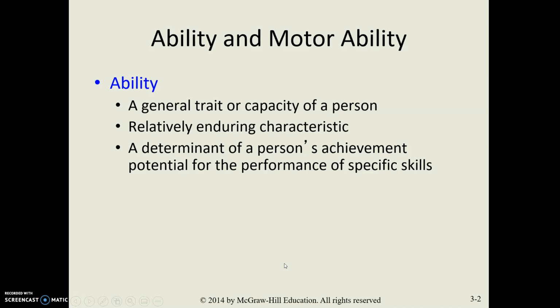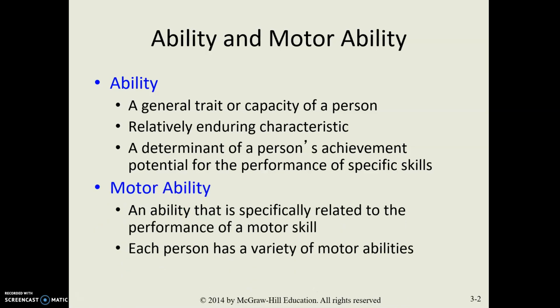An ability is just the general capacity, the underlying potential you have to be successful at some skill. When we talk about motor abilities, then it specifically relates to being successful in motor skill acquisition and performance. So the idea that you have underlying general traits, enduring dispositions of these qualities, these abilities, specifically in the area of motor ability, that will help you be successful in motor skill acquisition and performance.